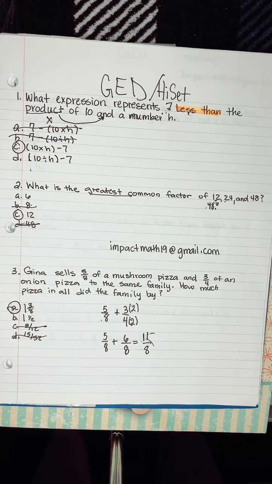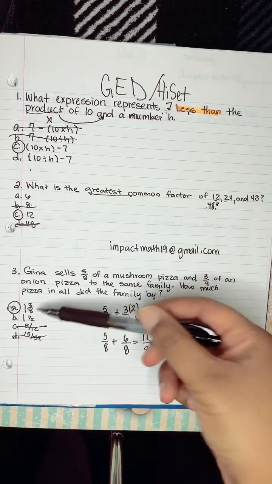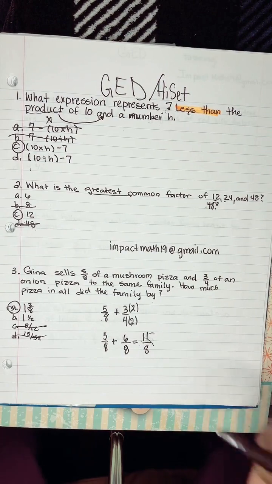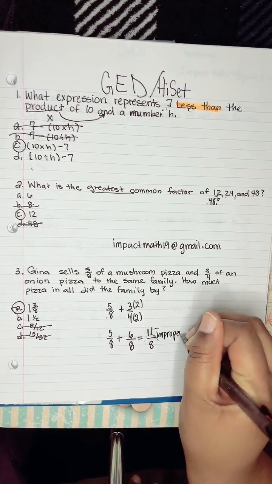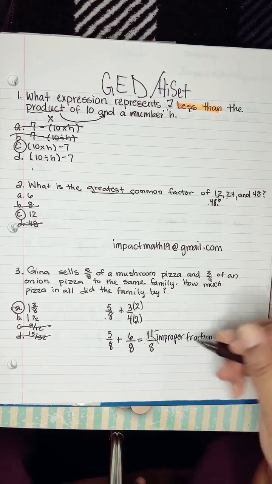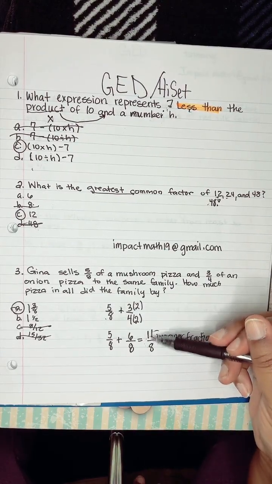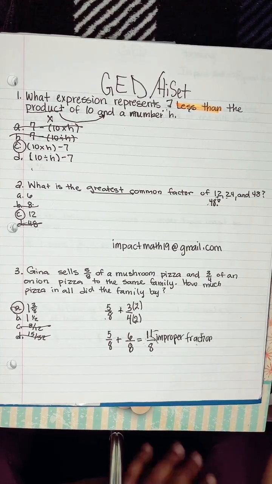Good. Okay, now let me show you how this becomes this. Let's talk about how this becomes this. So we have to change this to what is called an improper fraction, okay? All that verbiage, because sometimes they're going to use this. All that means the top is bigger than the bottom. The numerator is bigger than the denominator, okay?